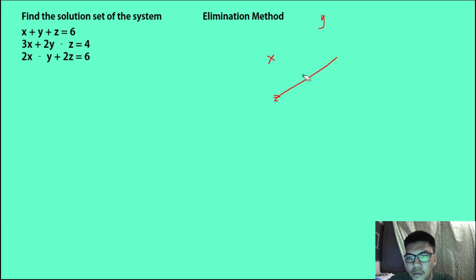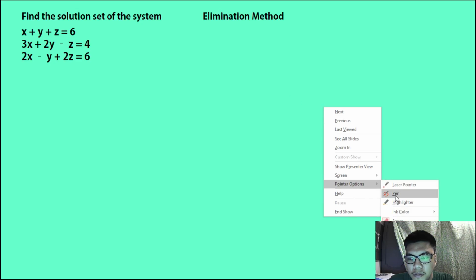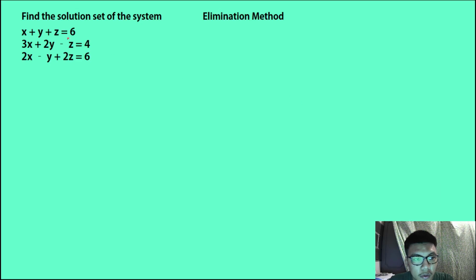So, solve natin, ano? So, using elimination method, let's solve the systems of linear equation. So, here, una muna natin gagawin, we name or we label the equations. So, equation 1, 2, and 3. Okay. So, let's eliminate for z. Okay. Eliminate z. Okay. So, using equation 1 and 3, ano? Using equation 1 and 3.